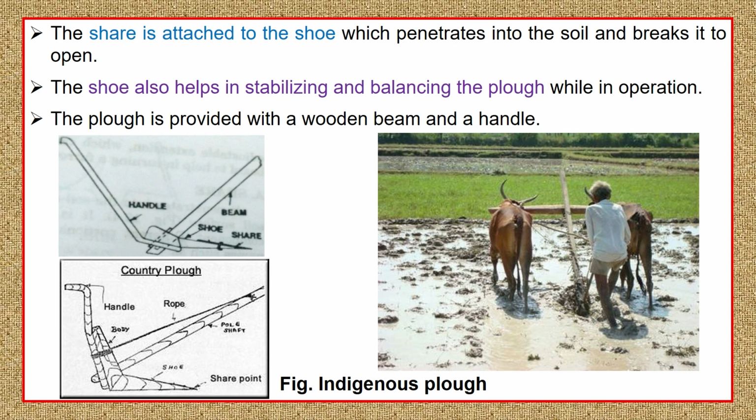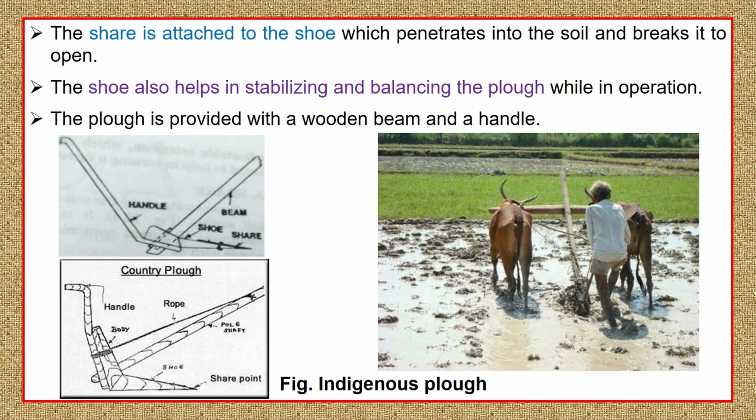The share is always attached to the sole, which penetrates into the soil, breaks the soil and opens it. So the share is the part which penetrates into the soil, cuts the soil, and helps lift it up. And the sole is the part of the plough which helps keep the plough stable while it is operating. It stabilizes and balances the plough so that it will not move here and there while working in the field, and it remains under the control of the operator or farmer using it.